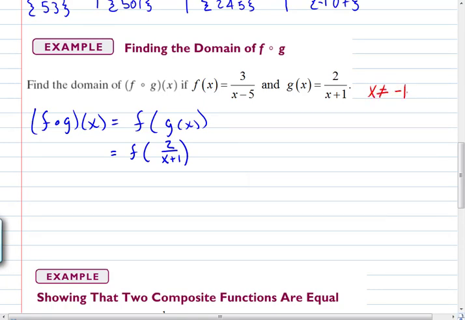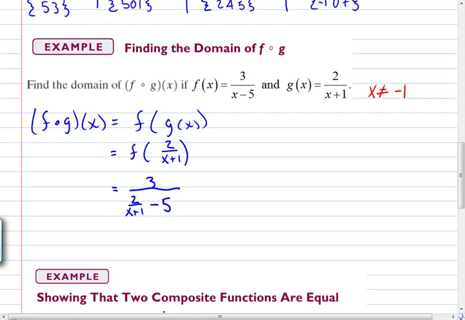That's true still, no matter what you get after you compose f and g, because g is what we started with. Now we need to simplify this. What is f of 2 over x plus 1? Well, what does f say you do to a function? You take 3 over that function, or whatever's in there. In this case, it's 2 over x plus 1, and we subtract 5.